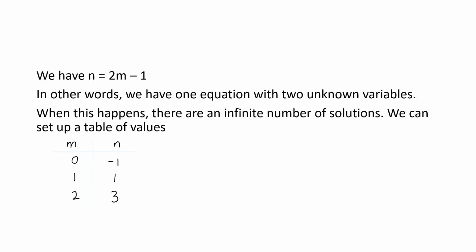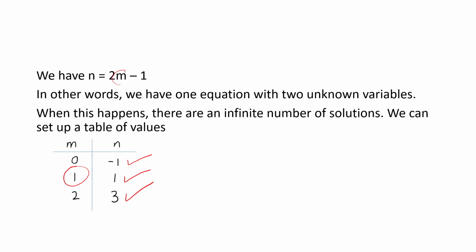Now, we have one equation here with two unknown variables, and when that happens, there's an infinite number of solutions, so we're going to use a table of values. Suppose we let m equal 0. If we let m equal 0, then n will be 2 times 0 minus 1, which is -1. Suppose we let m equal 1. Well, then n would be 2 times 1 minus 1, which will be 1. And finally, suppose m is 2. Then n would be 2 times 2 minus 1, which would be 3.